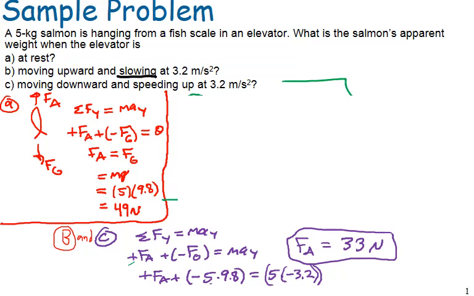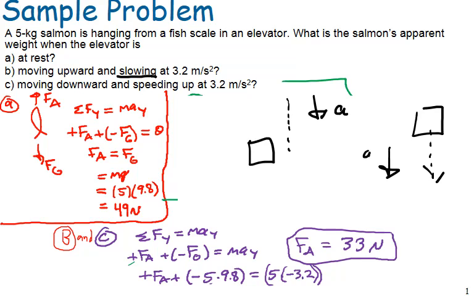B and C, it turns out, right, with B, it's moving upwards and slowing. So, it's going up and slowing, therefore the acceleration is pointed downwards. But if it's going down and speeding up, acceleration is also downwards. It's speeding up in the downward direction. So the acceleration for both are negative. So for both B and C, we should get 33 newtons as the apparent weight.